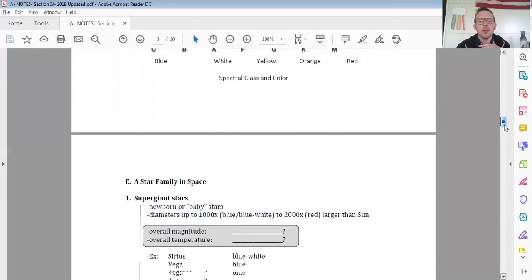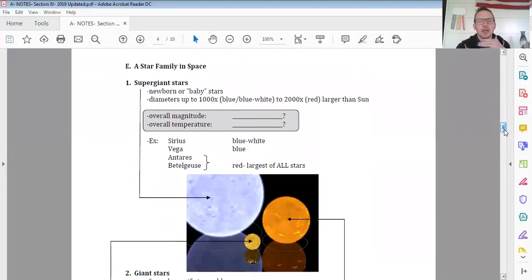So let's start going through what I call our star family in space. Remember, teens, these stars, as far as we know, are not actually living, breathing entities like you or I, but we talk about them being alive because it makes it easier for us to understand.